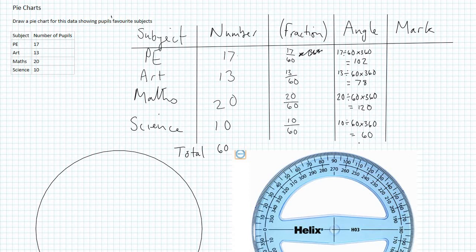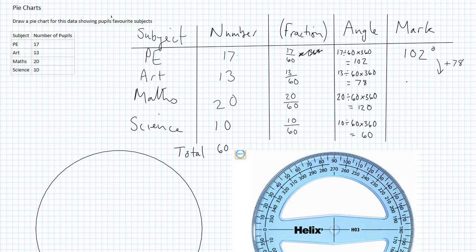Now what I like to do, and it's going to seem weird while I'm doing it here, but trust me, it'll make things easier. I'm going to start at 0 on my protractor, and I'm going to make marks around the edge, and I'm going to join them all up to the middle. So my first mark is going to be at 102 degrees. And then to get the next one, I'm going to add on that 78. This might look weird for now, but trust me, it'll make sense when I'm going round.